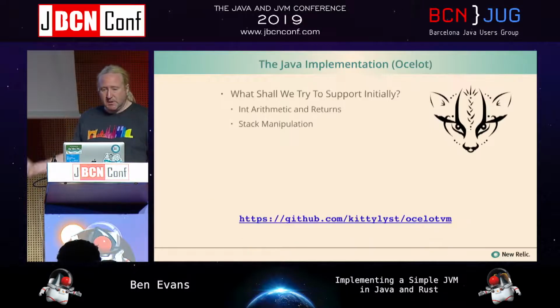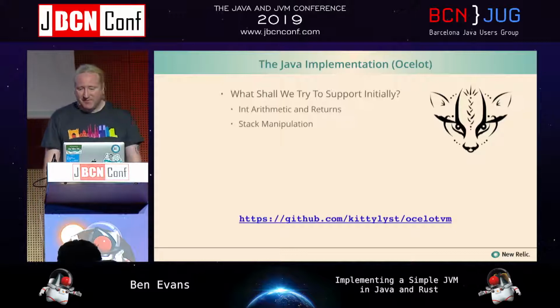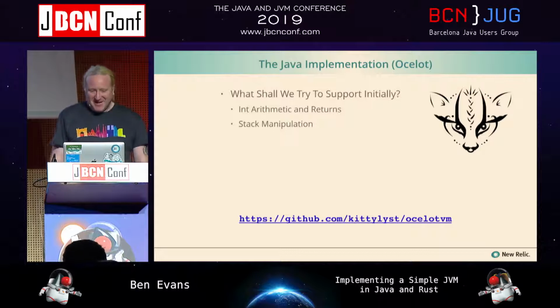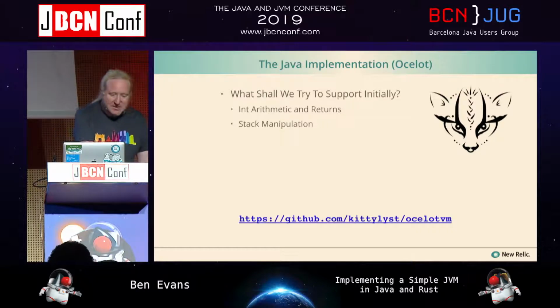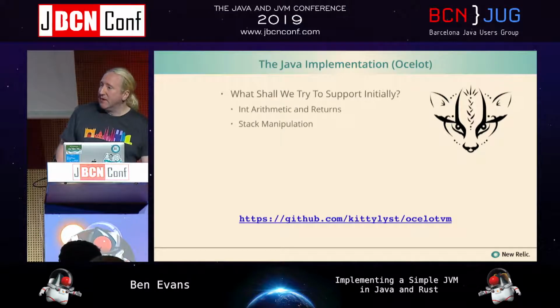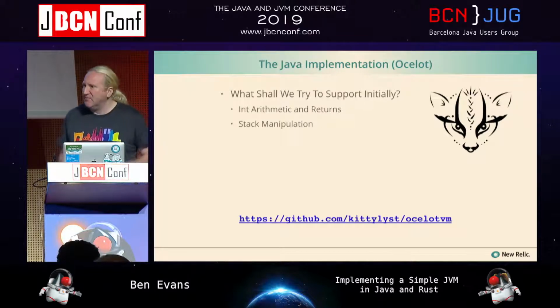Okay, so let's meet our implementation. It's called Ocelot, and it's this little cat face here. So what should we do first of all? Well, I'm a big believer in TDD. I'm a believer in doing the simplest thing we can possibly do first. And what could be simpler than just some integer arithmetic? Well, we're also going to need a return opcode, so that the method actually comes back to us. But if we start with just those, we could actually build an initial interpreter. It's not going to interpret everything, and it can't handle class files, but it's a start, right?